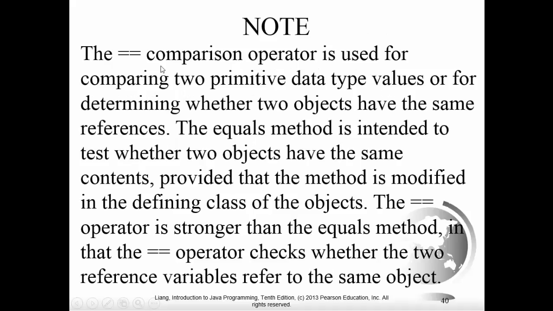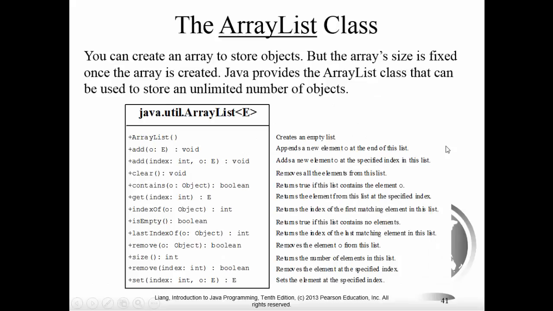All right. The equal comparison operator is used for comparing two primitive data type values or determining whether two objects have the same reference. The equals method is intended to test whether two objects have the same contents, provided that the method is modified in the defining class of the object. So the equal operator is stronger than the equals method. But sometimes you just can't use a standard if statement, so you can use the equals method. It gives you a huge amount of power. Please do some testing with it, as with all of the other items in this chapter.